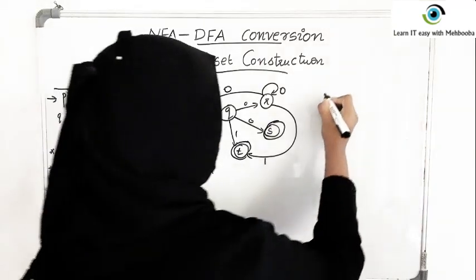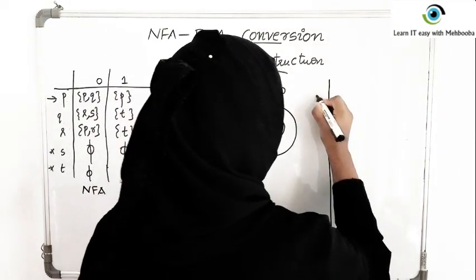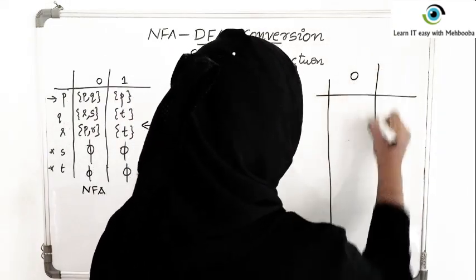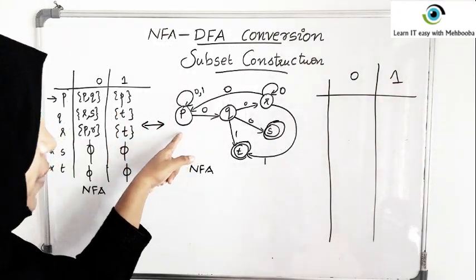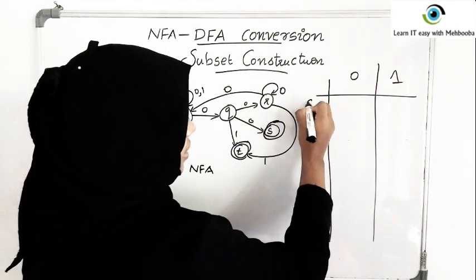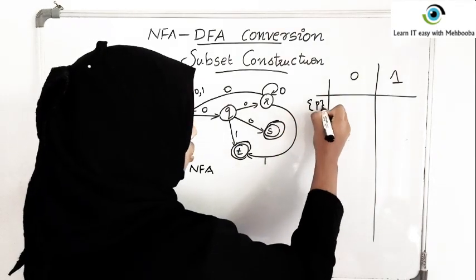So for subset construction, the inputs are zeros and ones, the same inputs, and as I have told you, the start state of the DFA will be the set containing the start state of the NFA, which is P.